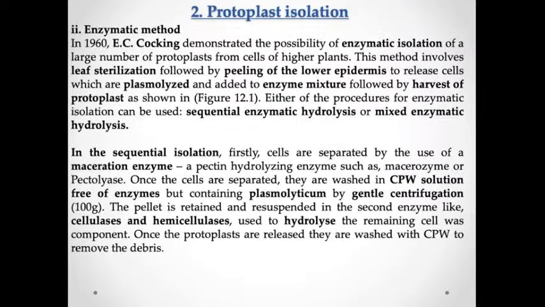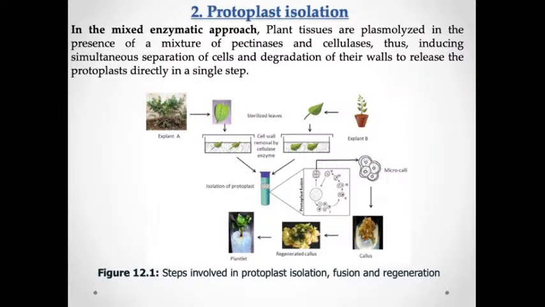Further, then comes the enzymatic method of protoplast isolation by E.C. Cocking in 1960. He demonstrated for the first time the enzymatic isolation of a large number of protoplasts from cells of higher plants. This method involves leaf sterilization followed by peeling of the lower epidermis to release cells, which are plasmolyzed and added to an enzyme mixture, followed by the harvest of the protoplast. This has been shown in figure 12.1.